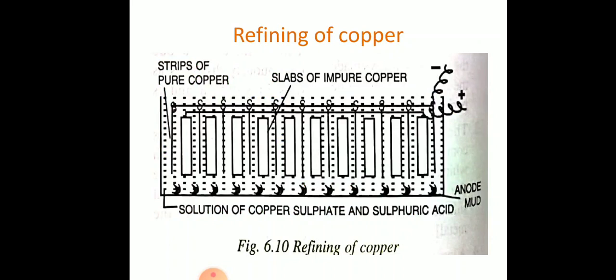Now, how is the refining of copper done? This is the diagram. In this diagram, we have slabs of impure copper and strips of pure copper, placed in alternate positions, and the anode and cathode are connected with a battery. How does the refining take place? The electrolyte solution taken is a solution of copper sulfate and sulfuric acid. Sulfuric acid is taken because it makes the solution more conducting.